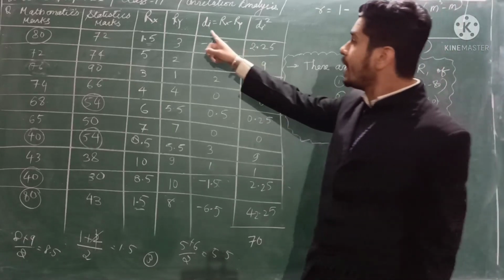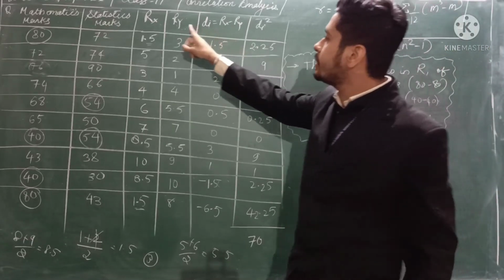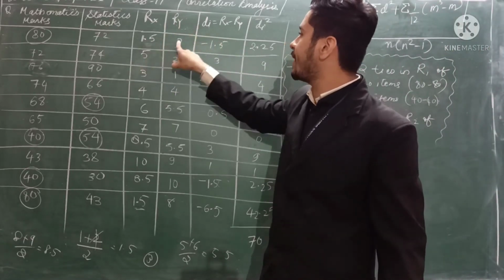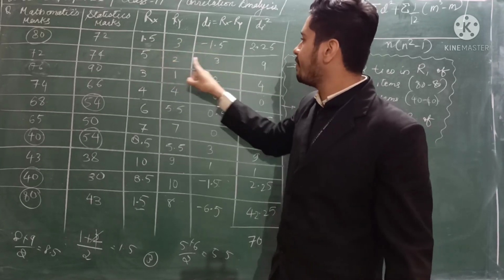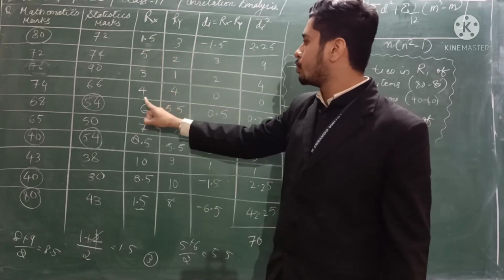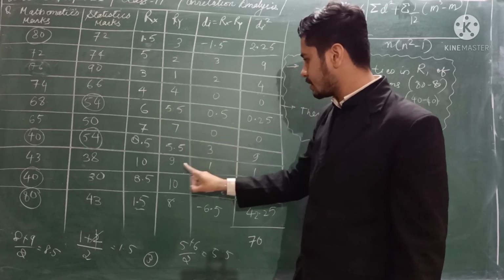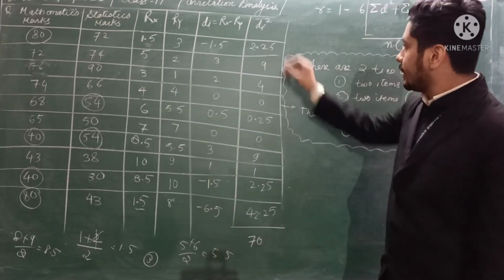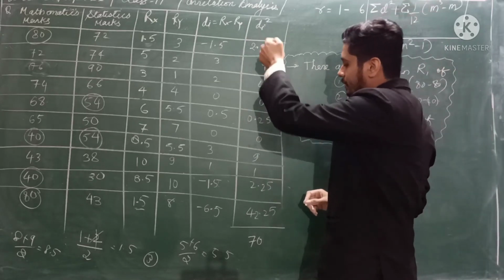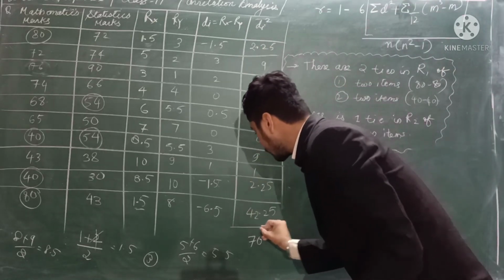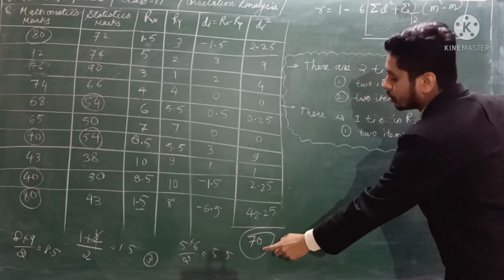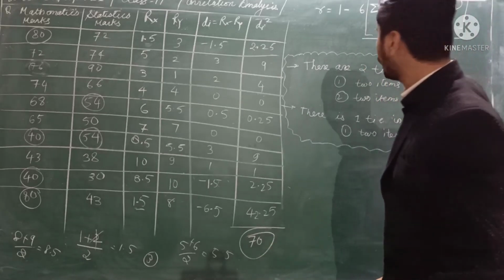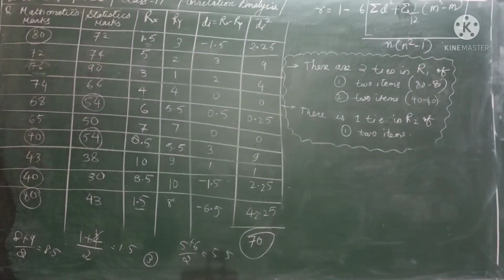Now we have to find the Di. Di means the difference in the rank. So 1.5 minus 3, then 1.5, 5 minus 2, 3 minus 1, 2, 4, 0, like that. Similarly for all. And then Di square, we need to square this column, and at last we need to find its sum. So we got the summation of Di square as 70.